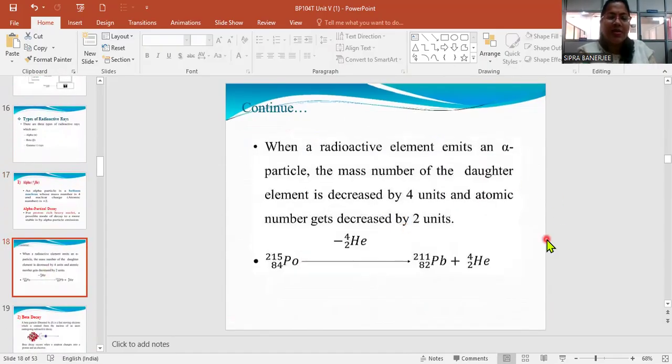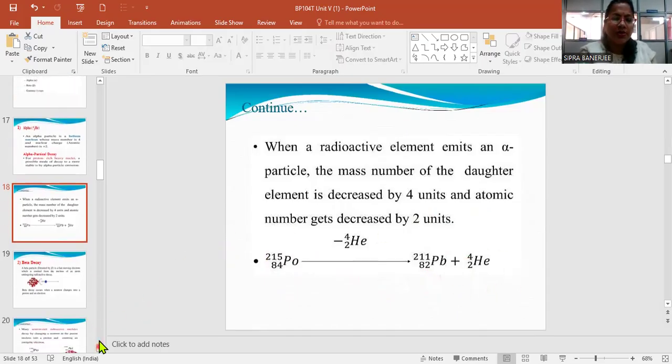Now, when a radioactive element emits an alpha particle, the mass number of the daughter element decreases by 4 units and the atomic number decreases by 2 units, like polonium to lead. So you can see 82 to 24 and 250 to 151. As a result, one helium particle has been produced.